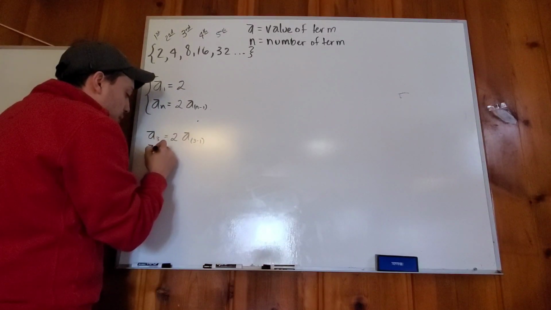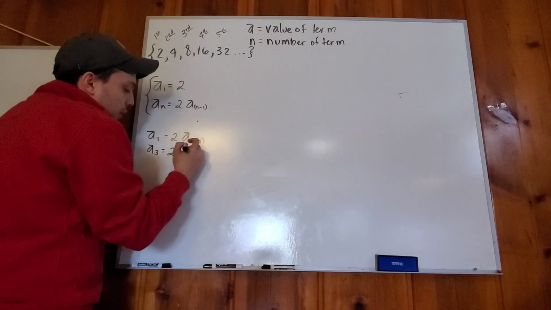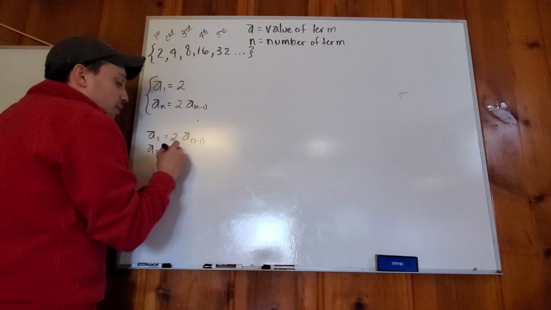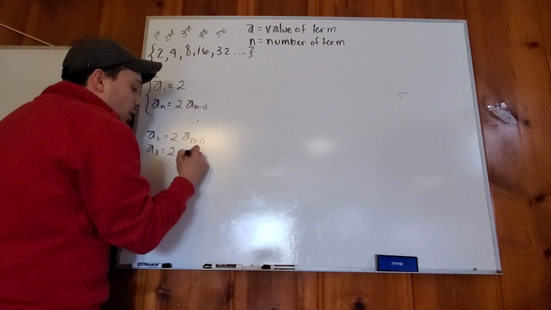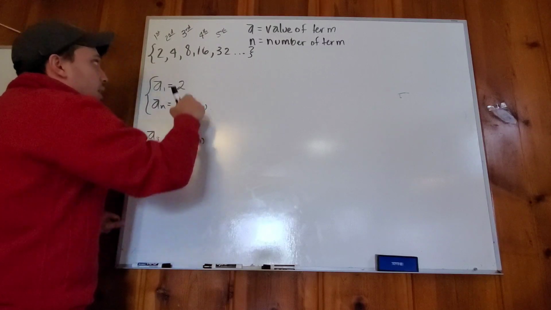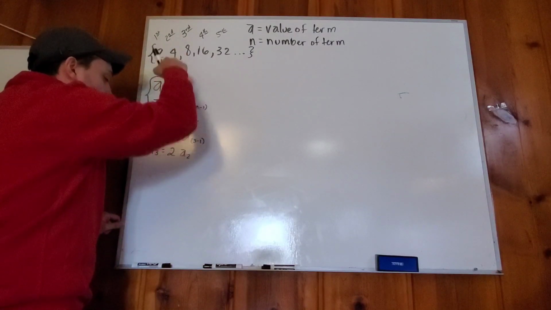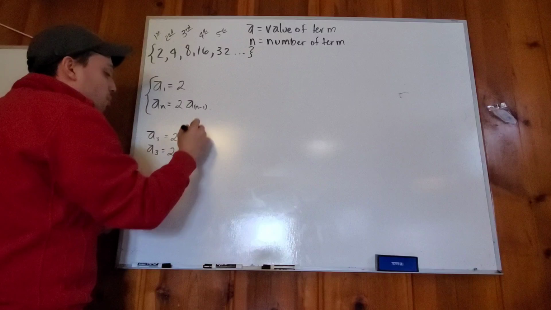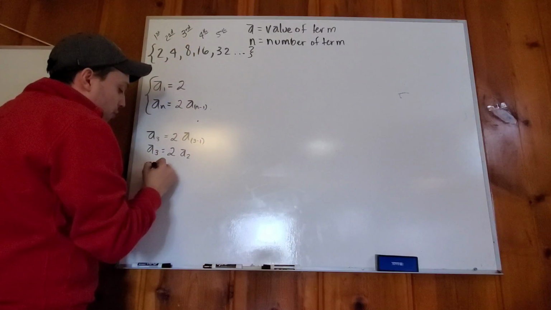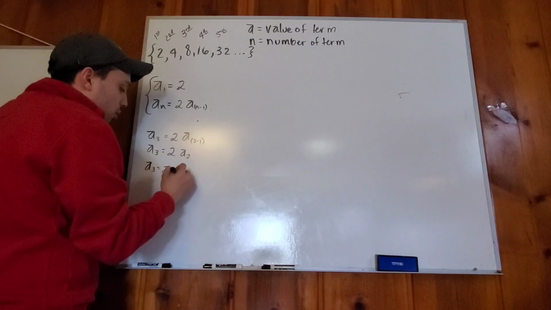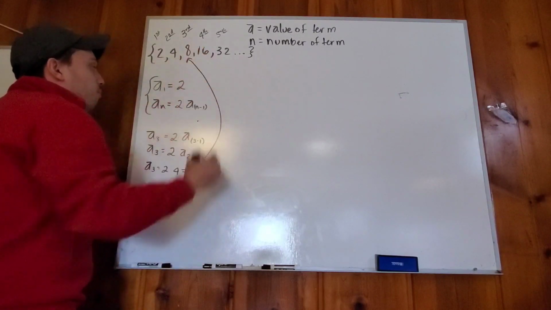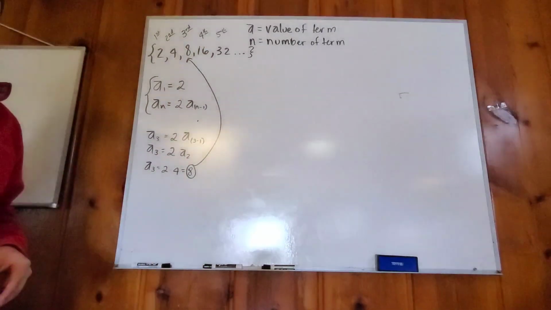So hopefully everybody knows that. So the value of the third term is going to be the same as 2 times A of 2. A of 2 means the value of my second term. My second term is a 4. So instead of putting A of 2, I'm going to put 4. So my value of the third term is going to be 2 times 4, which is 8. Look at that. We got the first example.